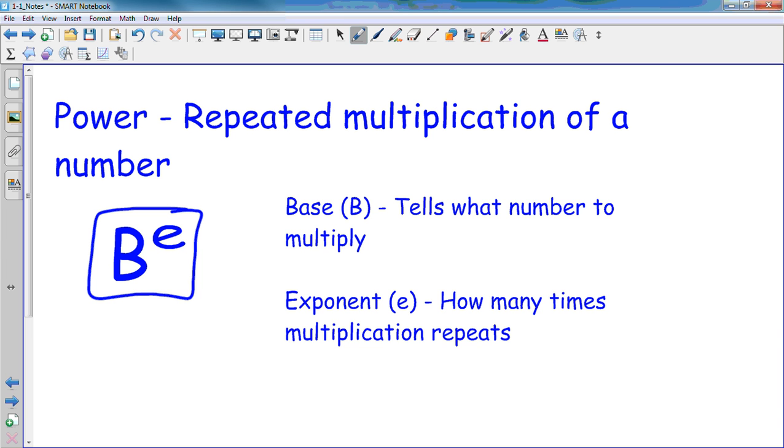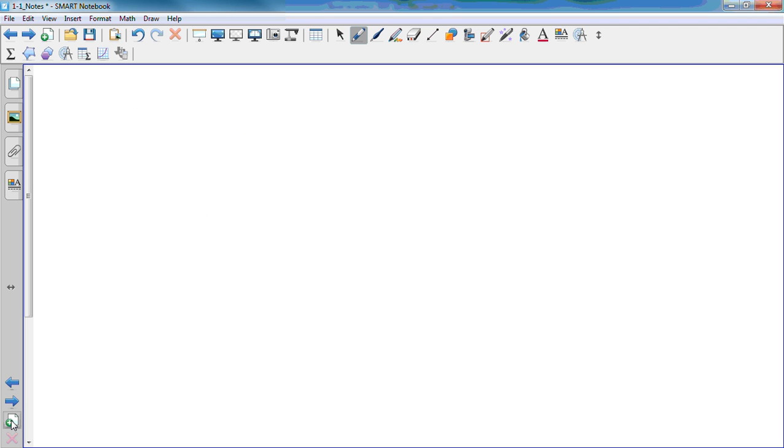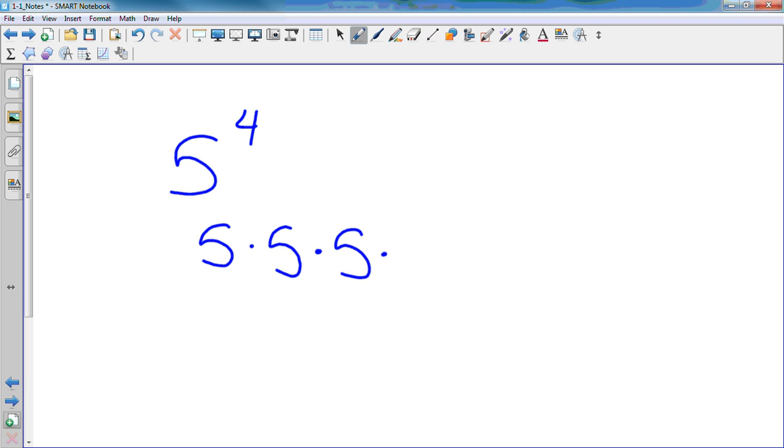All right, let's do an example. If I have 5 as my base, 4 as my exponent, that's called 5 to the 4th power. Okay? And what this means is 5 is the number I multiply, and I'm going to multiply it by itself 4 times. So I take 5, 1, 2, 3, 4. 5 times 5 times 5 times 5. It does not mean 5 times 4.